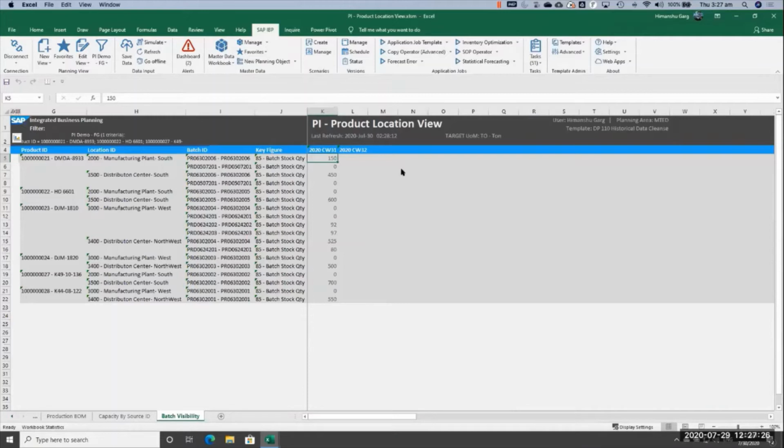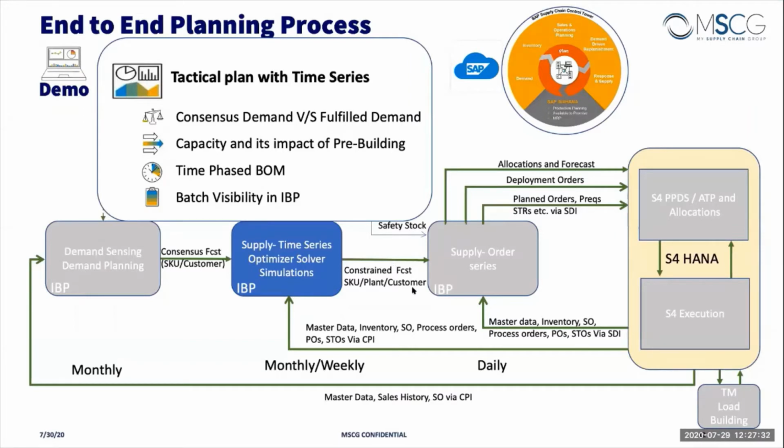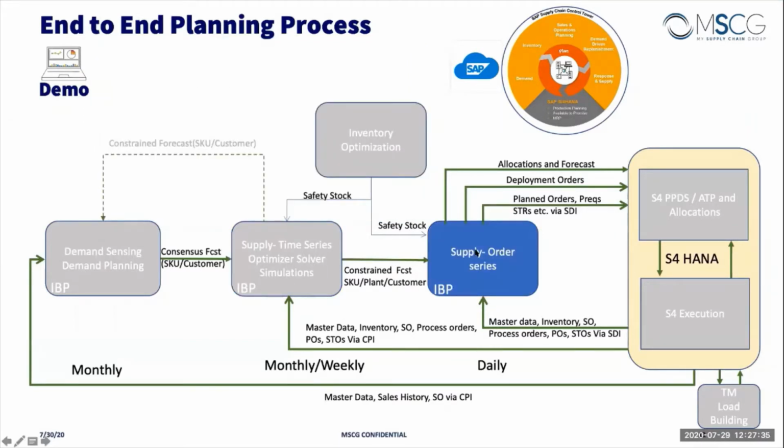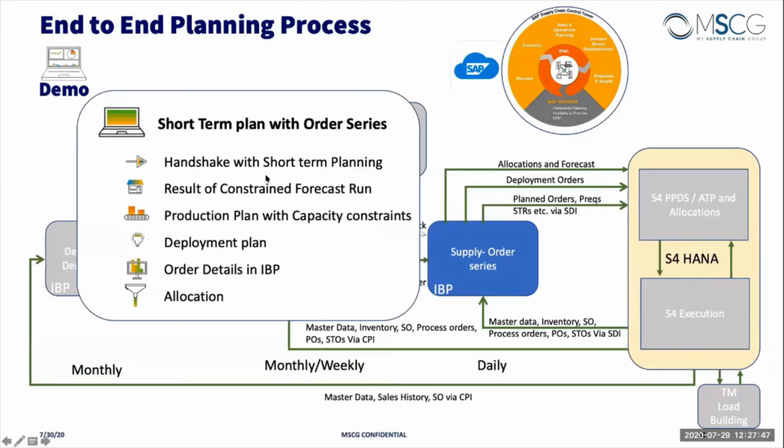So going back to the presentation again. So the next step in the process is to pass on the constraint plan that we have generated in the tactical planning to order series for a closer look in a short-term window. So within order series, what we're going to look at is how we transfer the plan from time series to order series: the result of the constraint forecast run, the production plan with capacity constraints, and the deployment plan, as well as the order details for planned orders or production orders in IVP, and the allocation that we generate within IVP, which we're going to hand over to S/4HANA.